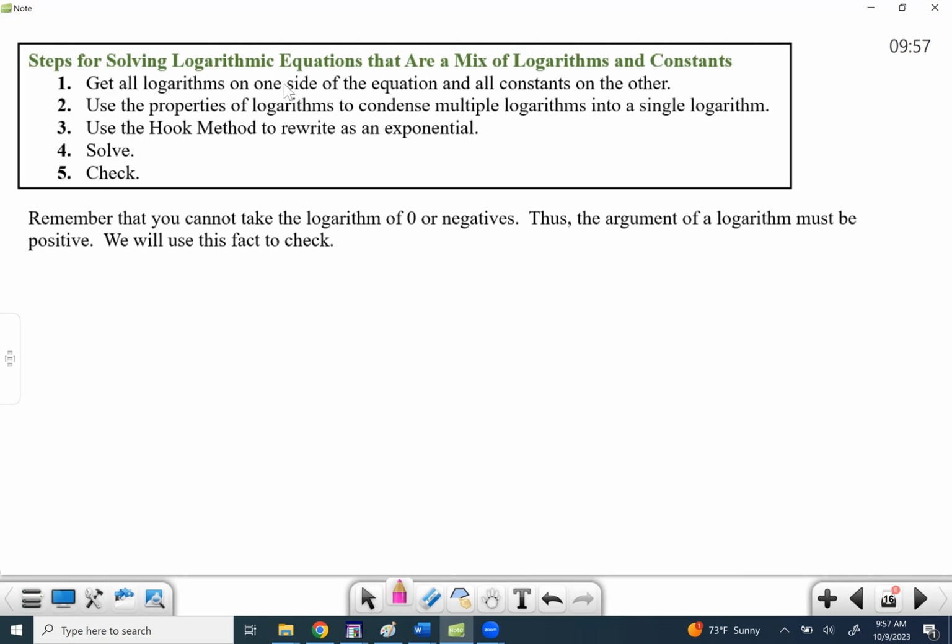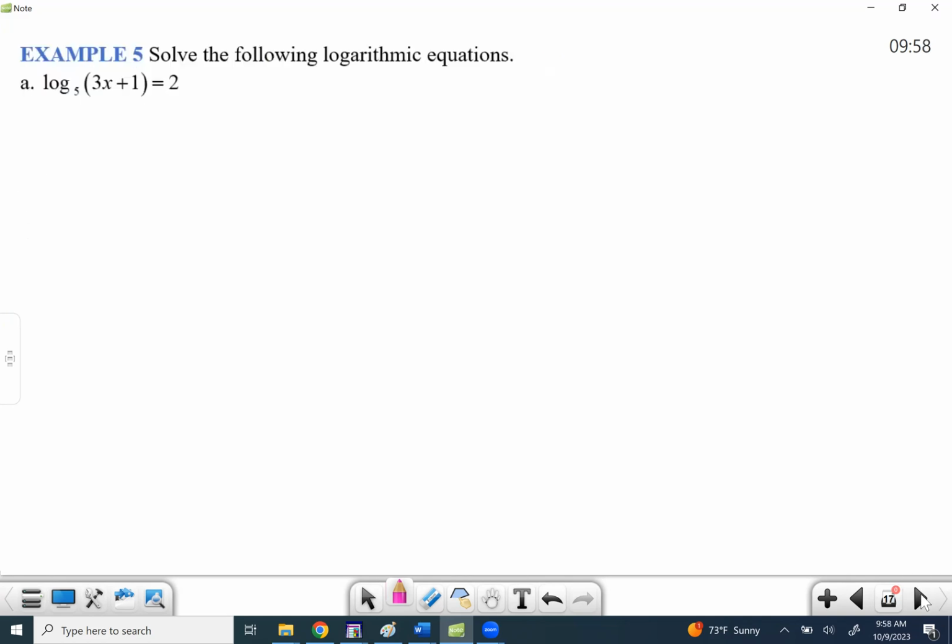So first of all, get all logarithms on one side and all constants on the other. Use the properties of logarithms to condense multiple logs into a single log. So the quotient property, the product property, and possibly the power. Use the hook method to rewrite it as an exponential, solve, and of course, we've got to make sure that we check, right?